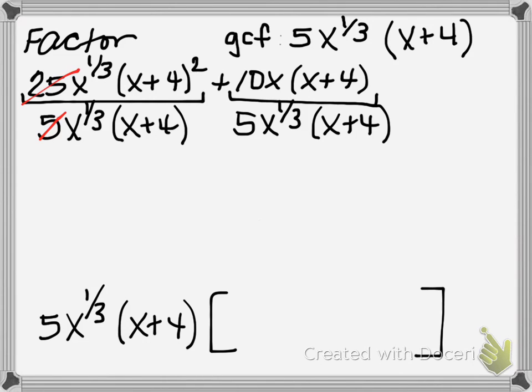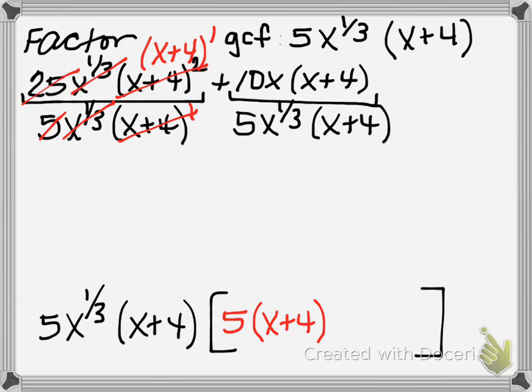5 divides into 25, 5 times. The x to the 1/3 divides into x to the 1/3 once. And then here we have x plus 4 to the second divided by x plus 4 to the first. So those will divide in, and we'll be left with an x plus 4 on top to the first power. So we have 5 times x plus 4 plus the second term. 5 divides into 10 twice, so we'll have a 2.